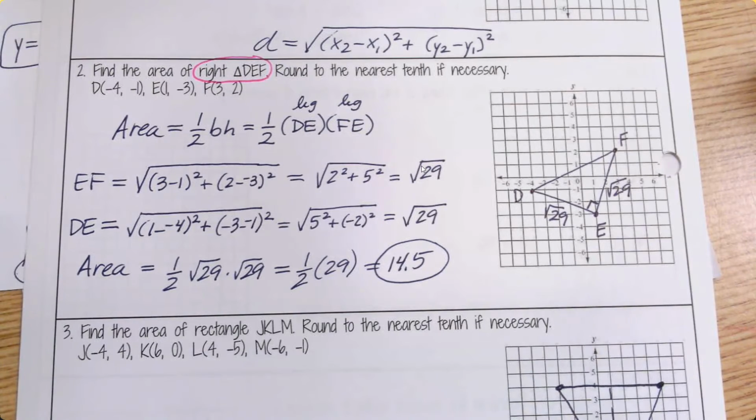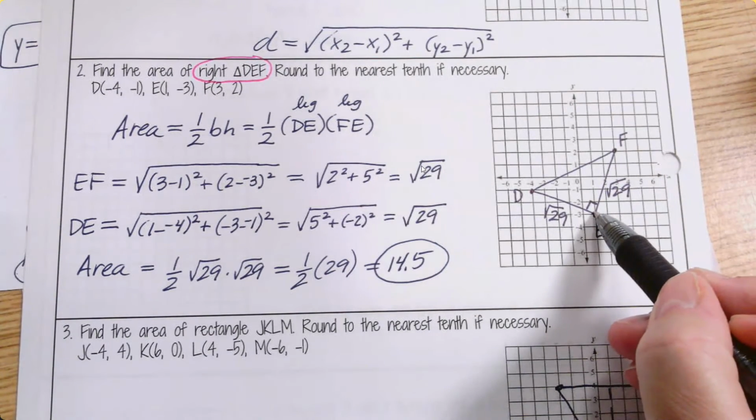The two things I really wanted you to look at here are the fact that if you don't know it's a right triangle, you can use the slopes to figure that out.